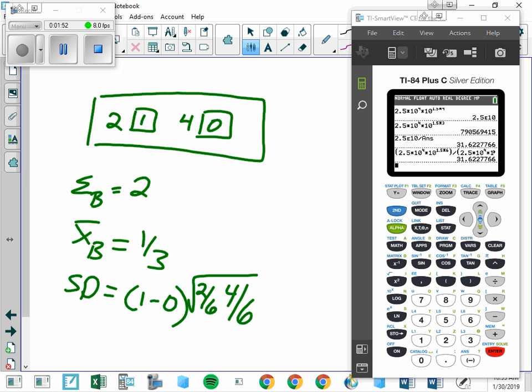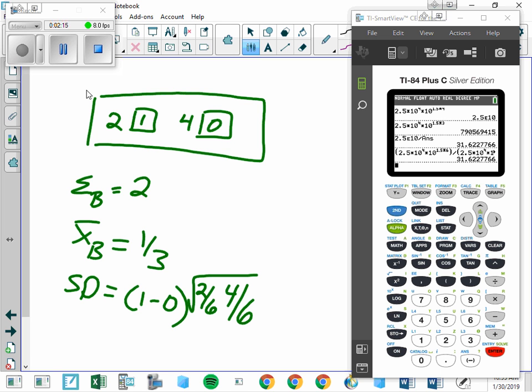Everybody understand that? Why am I allowed to use the SD shortcut? There are only 2 numbers in the box. There are ones and there are zeros. Now there are multiple copies of those, which is fine, but if you have 3 different numbers, the SD shortcut doesn't work, and you have to actually plug the numbers into your calculator.